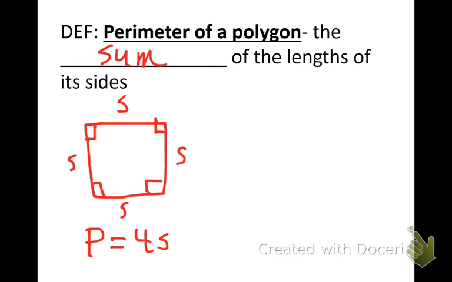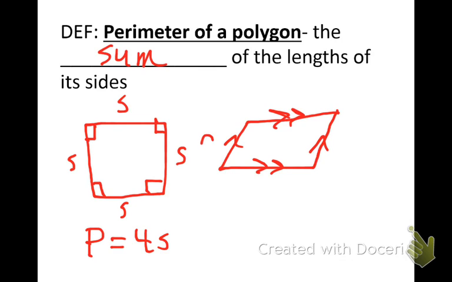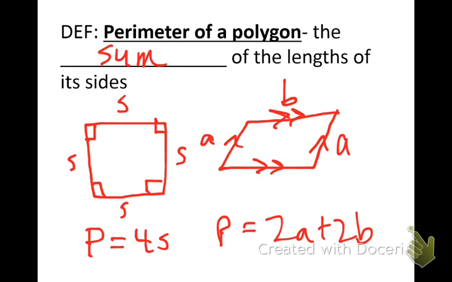All right, let's do a parallelogram. One of the sides is A, the other side is B. What could we say the perimeter of a parallelogram is? Yes, 2A plus 2B, because the opposite sides are congruent. So yes, it would be 2A plus 2B.